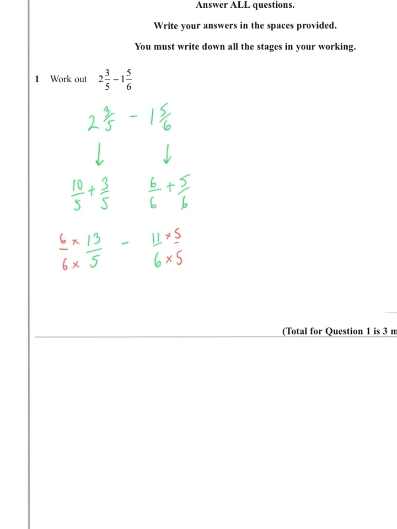So in effect, what I've done is I've timesed this by 1. So 1 times 13/5 is still 13/5. And then I've got 5/5, which is 1 times 11/6, which is still 11/6. So that's the idea of getting the denominators the same. We're timesing top and bottom by the same number, which is like timesing the whole fraction by 1, which does not change its value. So we're left with 78/30, take away 55/30, which will give us 23/30.